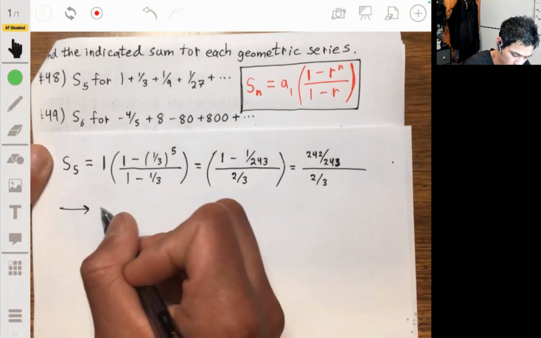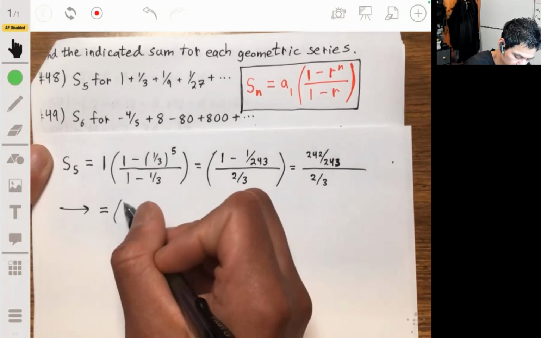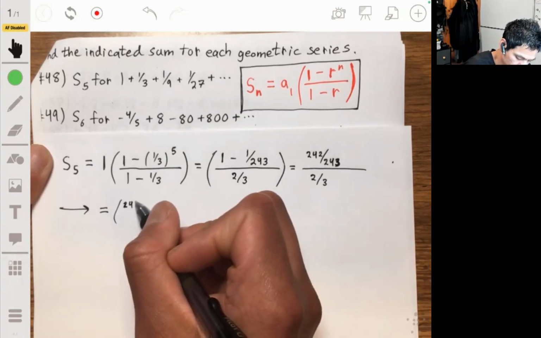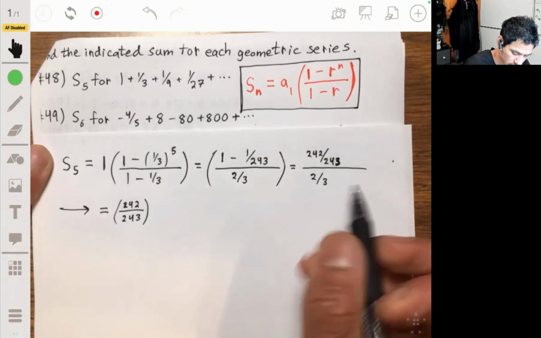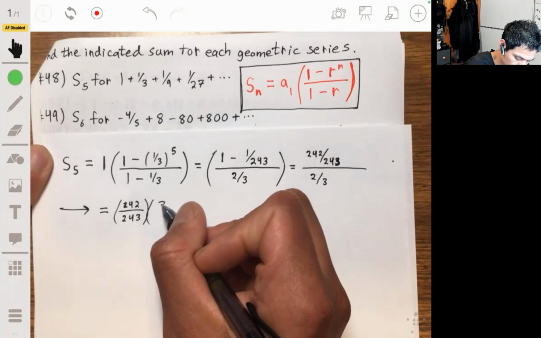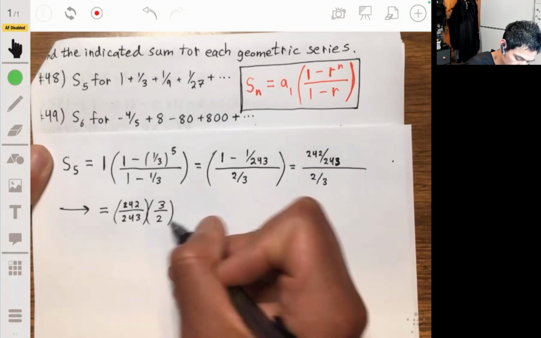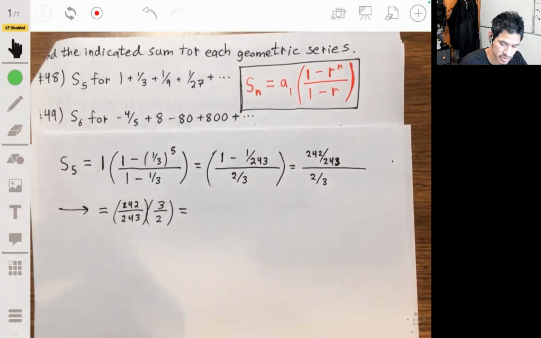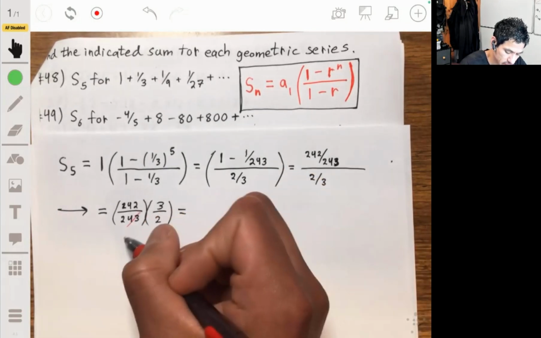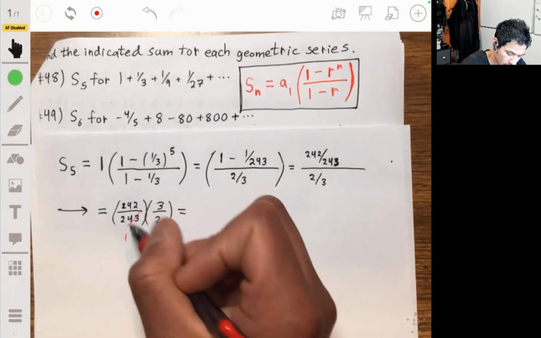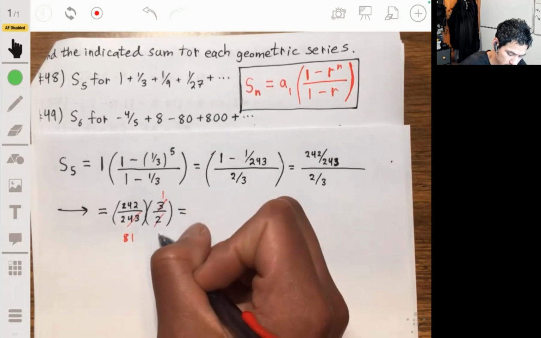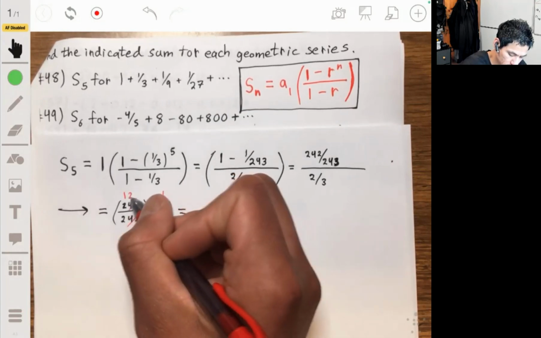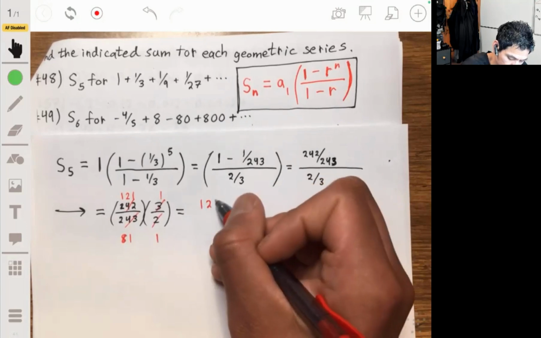Doing the math, this will be 242 over 243 times the reciprocal of the denominator, so times 3 over 2, which then becomes, reducing this, dividing that by 3 will give you 81. Dividing this by 3 will give you 1. Dividing that by 2 is 1. Dividing this by 2 is 121. And so we get 121 over 81.